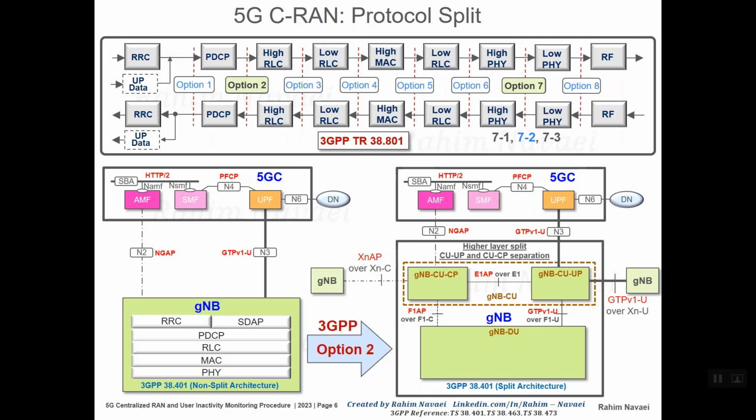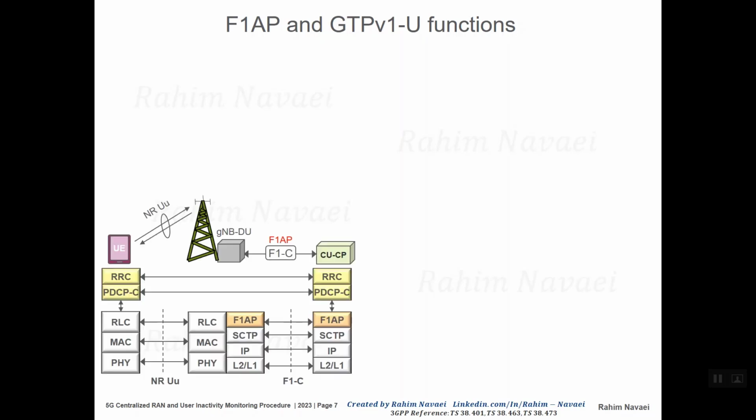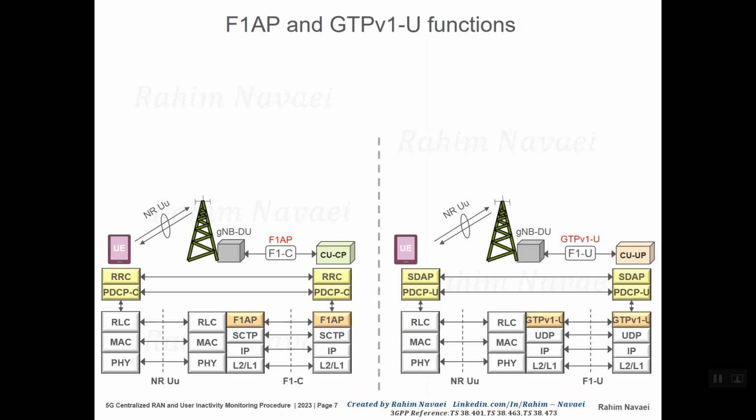Here, in the diagram below, we can see splitting of the protocols. The higher layer protocols, RRC, SDAP, and PDCP, are located in the CU-CP and CU-UP, and the lower layer protocols, RLC, MAC, and physical, are located in the DU. To exchange the information, I mean control plane and user plane, between the CU control plane and the distributed unit, we have 2 protocols: F1 application protocol, F1AP, on F1C, and GPRS tunneling protocol version 1 user plane, GTP-V1-U, on F1U.